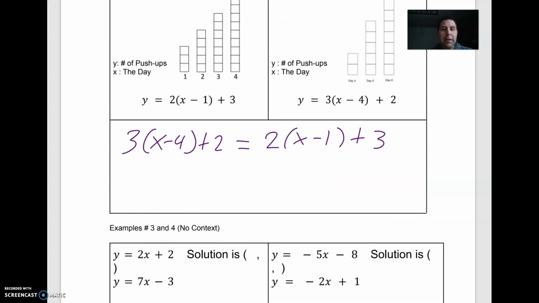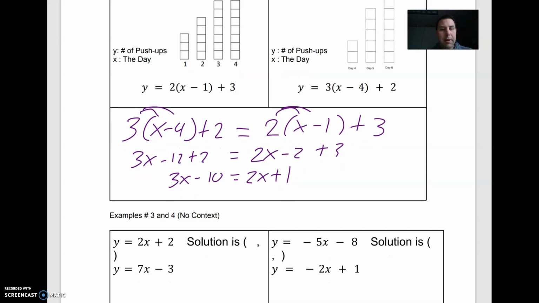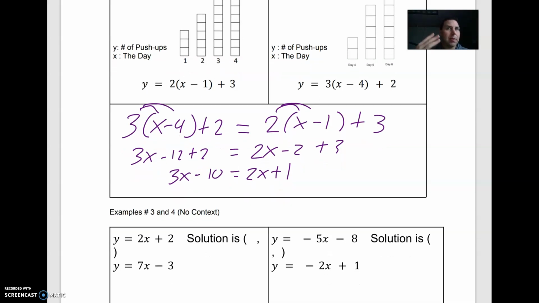And so now here, it's just simplification. The first step is probably distributing the 3 through. So that'd be 3x minus 12 plus 2. This would be 2x minus 2 plus 3. We combine like terms here, just to make it a little simpler. That's 3x minus 10. This is 2x plus 1. And now it's the same process I described above. We have variables on both sides. So now I just need to get rid of one of them.